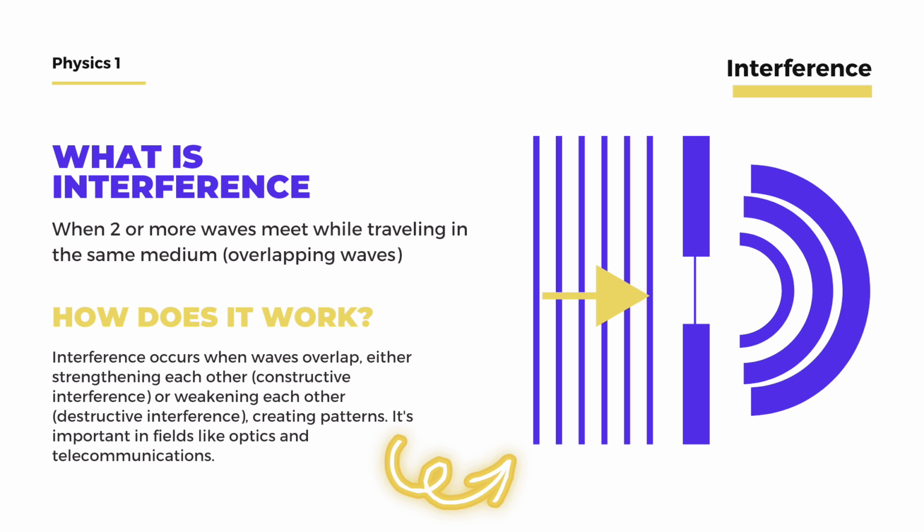So the next one is interference. Interference is when two or more waves meet while traveling in the same medium, aka overlapping waves. So how does interference work? Interference occurs when waves overlap, either strengthening each other, aka constructive interference, or weakening each other, aka destructive interference, creating patterns. It's important in fields like optics and telecommunications. As you can see here, these are the diagrams of what interference looks like.